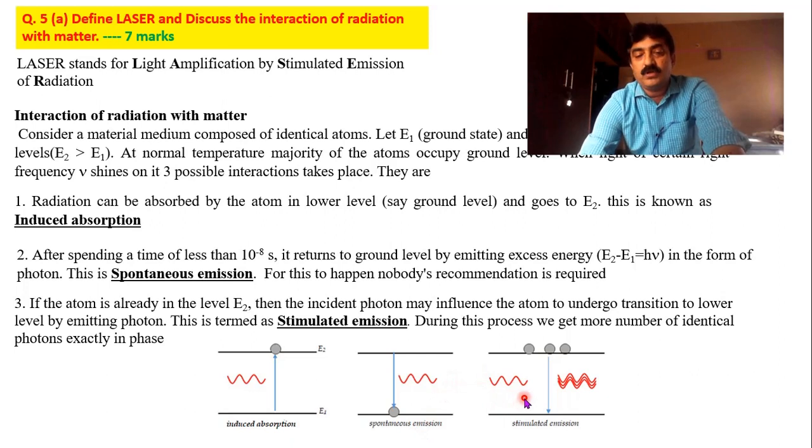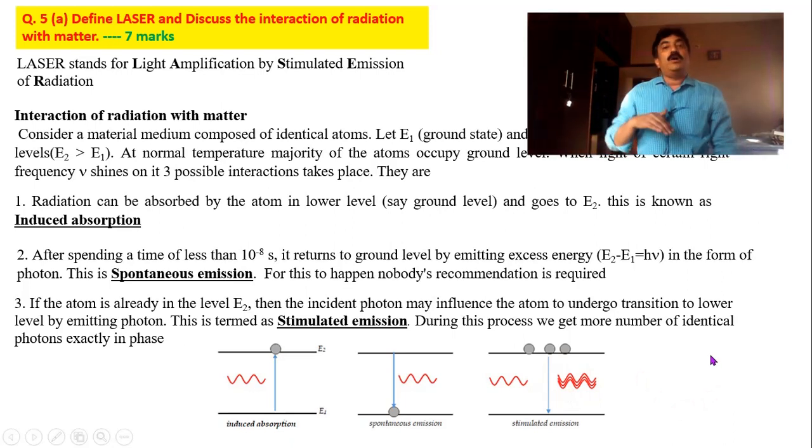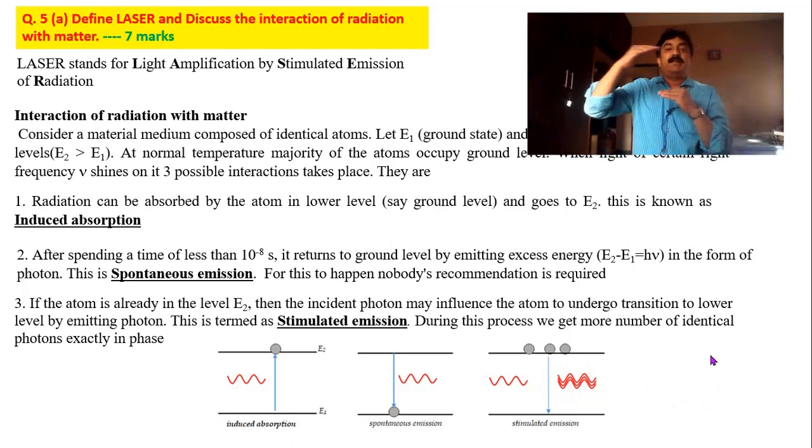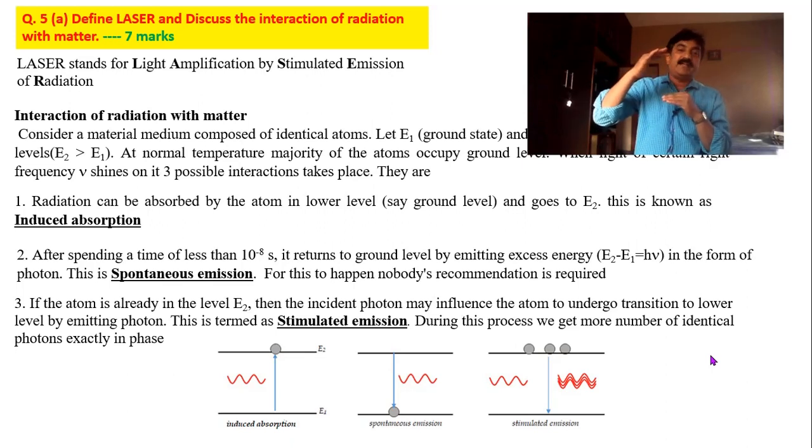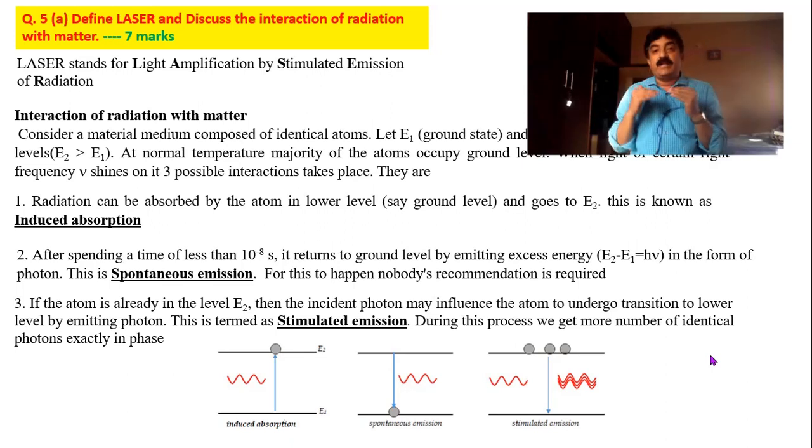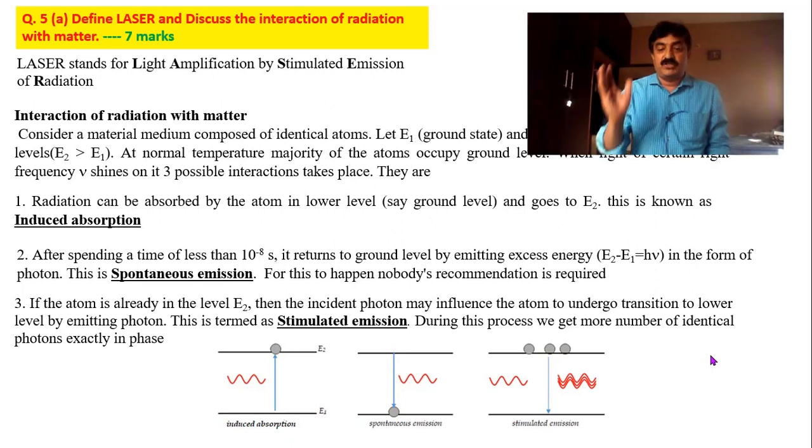Here, incident photon, atoms are in the excited state. It is not only influencing one atom, it is influencing all the atoms. As a result, all of them will come down emitting more number of photons. So in order to achieve lasing action, it is better to have more and more atoms in the excited state. That means N2 should be greater than N1. That N2 greater than N1 is known as population inversion.